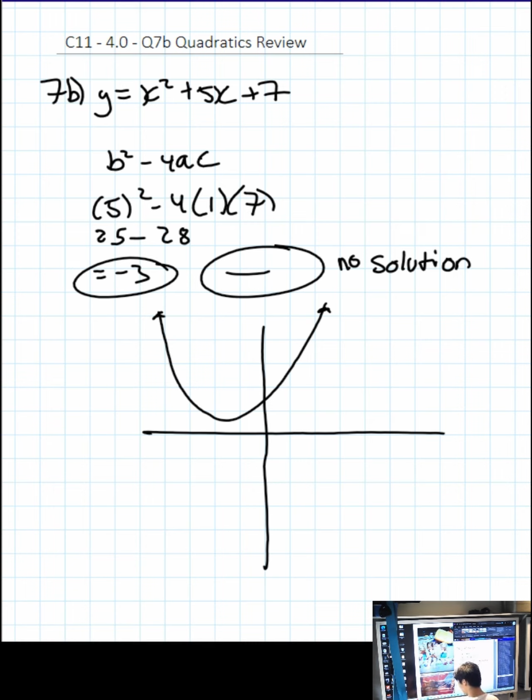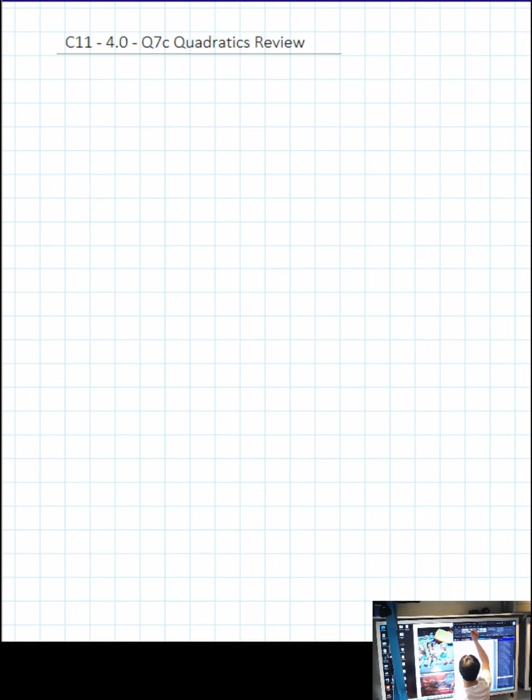Great. So if the thing underneath the square root in the discriminant is negative, we can't square root a negative. And if we were looking for x-intercepts and the thing that we were using to try and find the x-intercepts did not work, it means that there is none of what we were looking for. No solution if the discriminant is negative. All right. Okay, 7c.